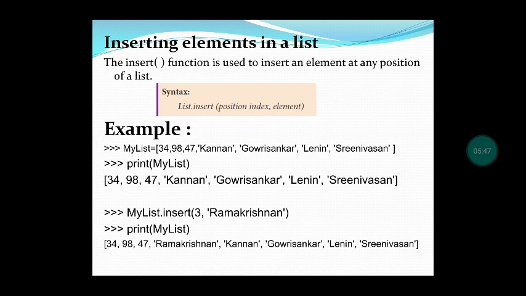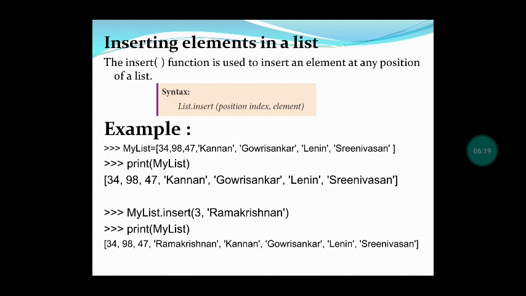Look at this example. My list, we have given 34, 98, 47, Kannan, Gauri Shankar, Lenin and Srinivasan. So 3 numbers and 4 names have been given. As I already said, for a list we can give numbers, characters, everything we can give. So no problem. Numbers and characters are given together. Strings are given together. Then we are printing what we have given. That list is printed, that is values and names.